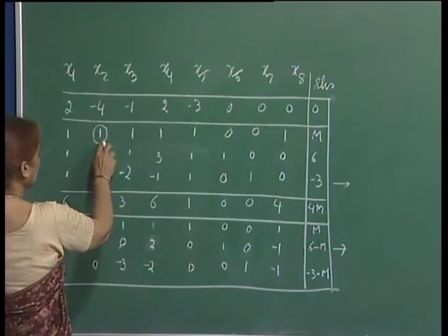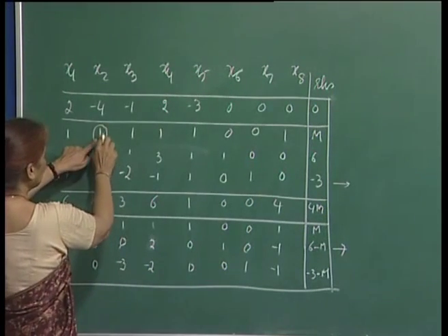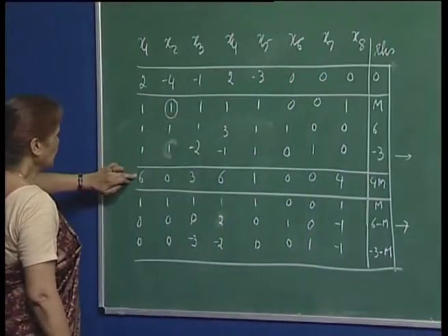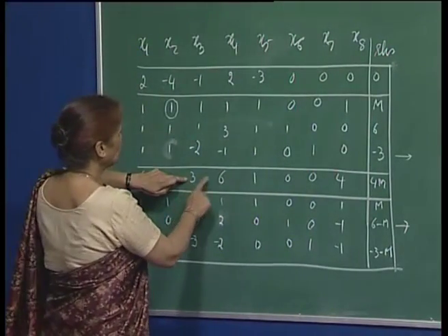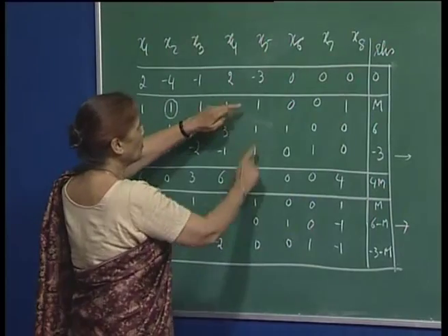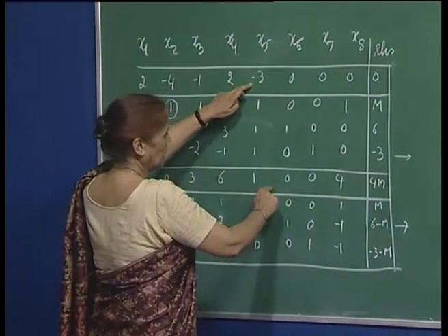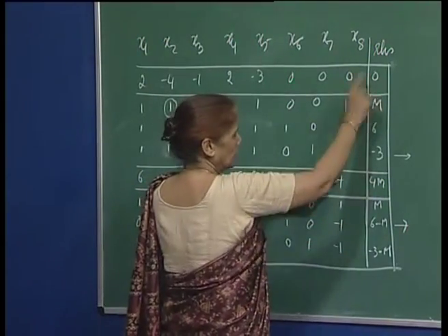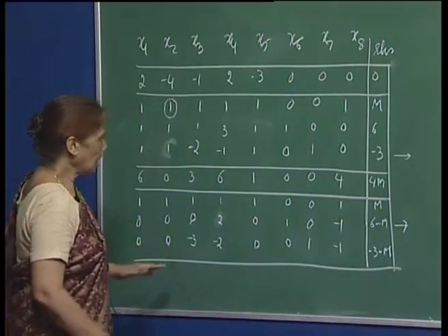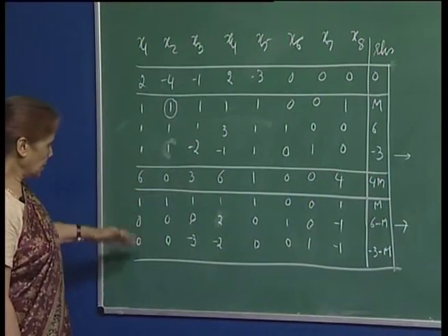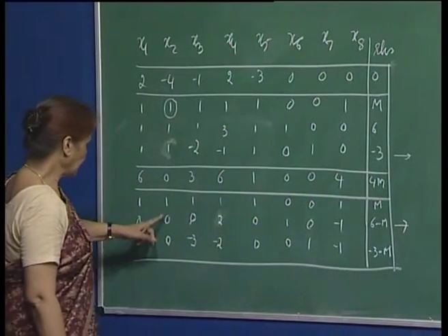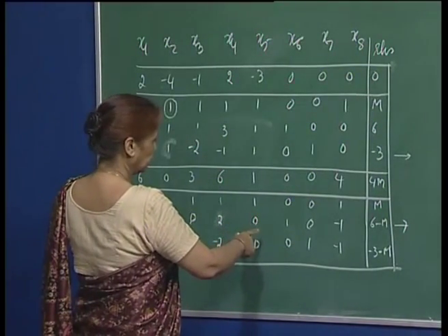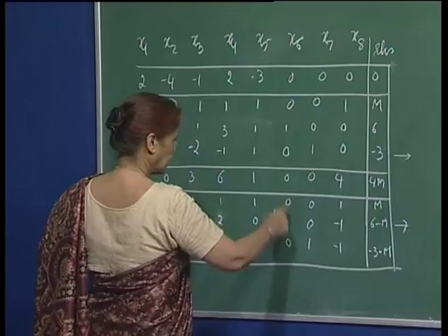So, when I pivot on this, that means I add 4 times this to the top row, and that will give you 6, 0, 4 times this is 3, 4 times this is 6, 4 minus 3 is 1, and then this is all zeros, this becomes 4, and the objective function value is 4M. So now you have a basis consisting of x2 and x6.